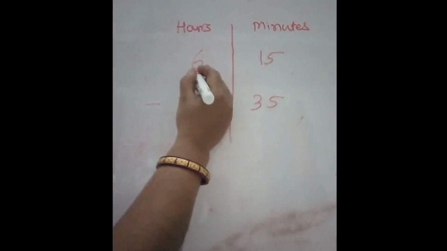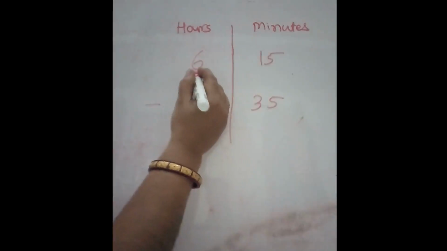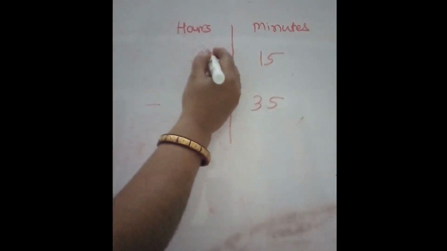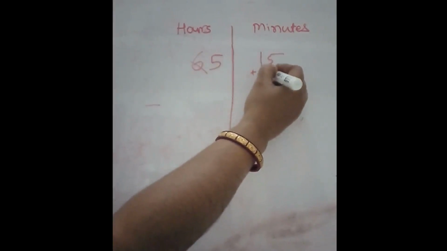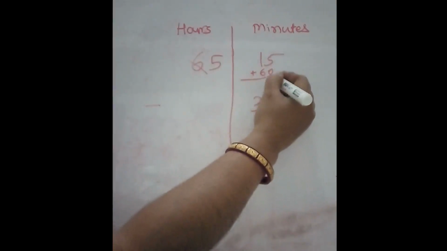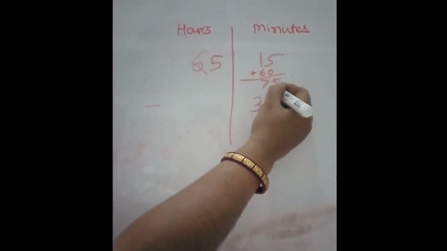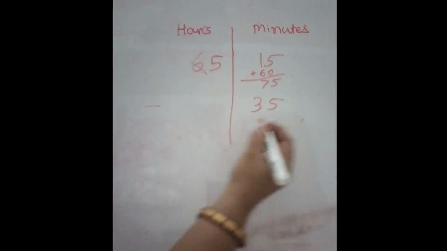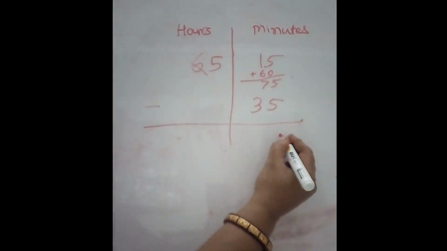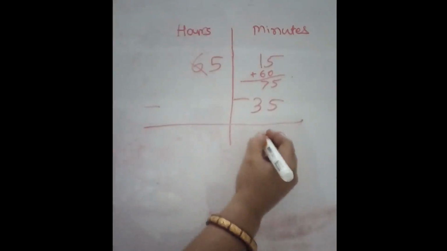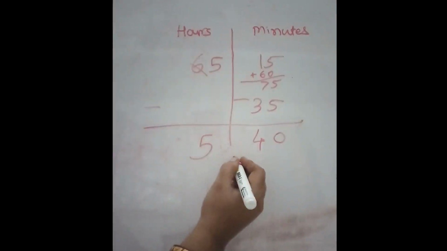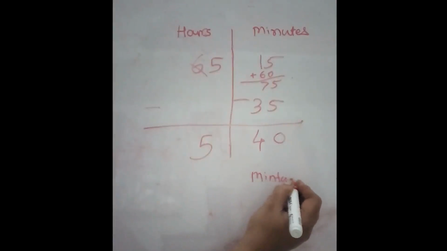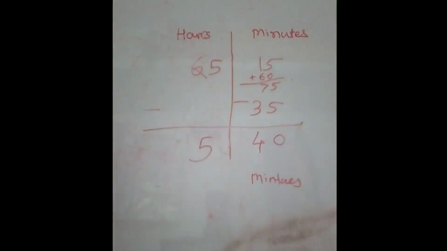So this 6 will change into 5, because you are borrowing 1 hour, and here you will add 60. You will get 75, and from this 75 minutes you will subtract 35 minutes. You will get 40 minutes. So 5 hours and 40 minutes. Like this you have to solve the other examples.